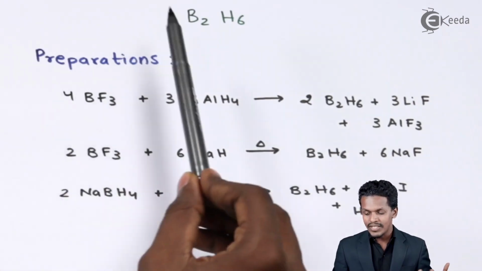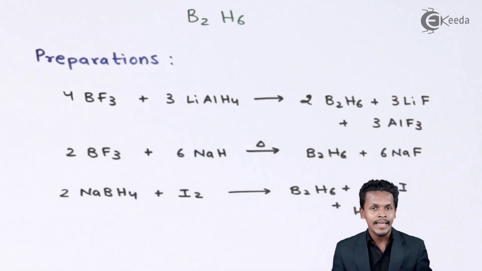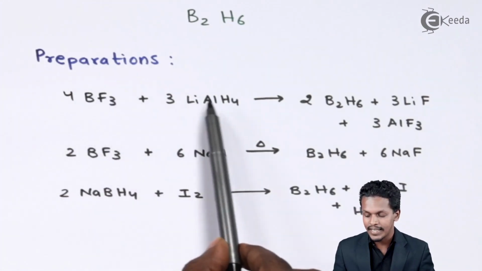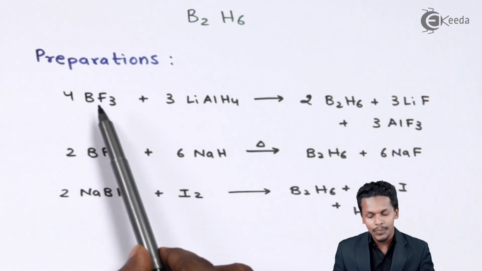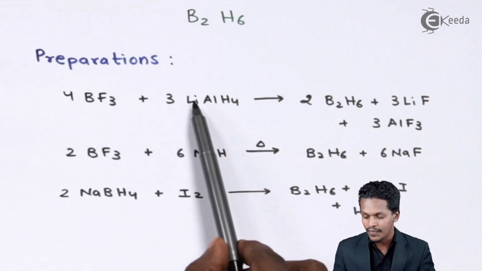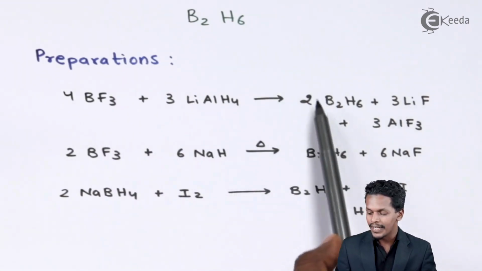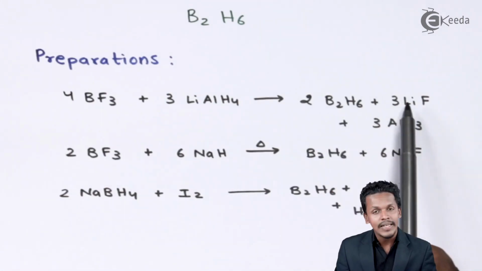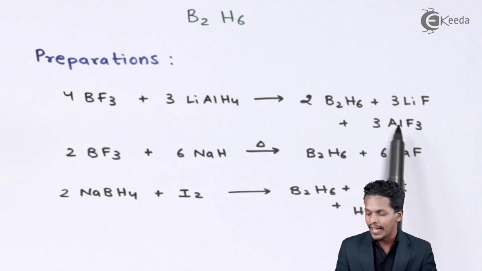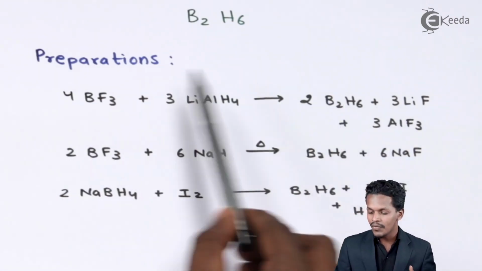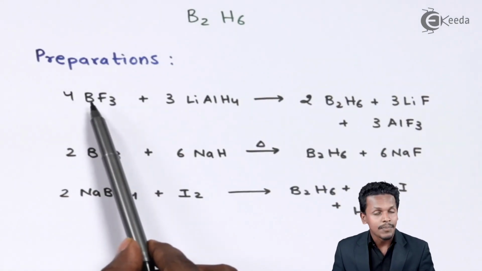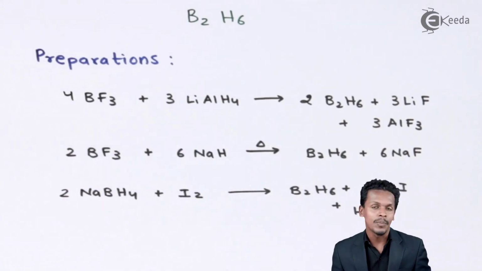Basically, diborane, which has a molecular formula of B2H6, can be obtained by a reaction where BF3, boron trifluoride, is treated with lithium aluminum hydride. So 4 moles of boron trifluoride react with 3 moles of lithium aluminum hydride to form 2 moles of diborane, B2H6, along with 3 moles of lithium fluoride and 3 moles of aluminum trifluoride. So this is one of the methods where we could obtain diborane by using boron trifluoride along with lithium aluminum hydride.